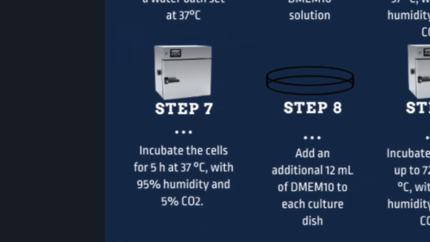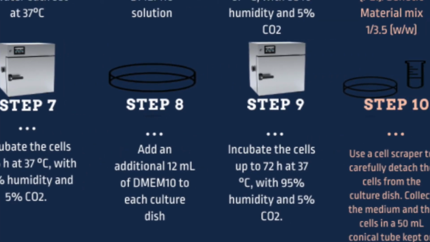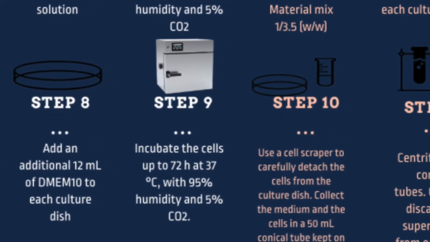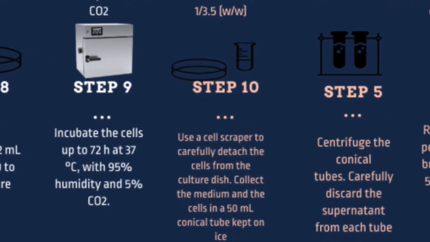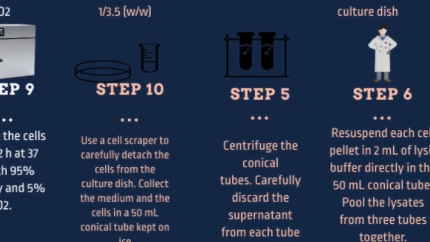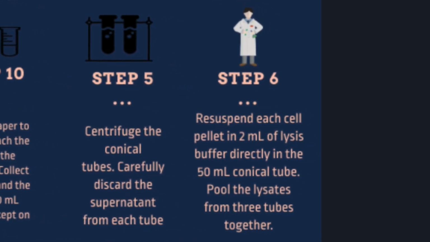We add an additional 12 milliliters of DMEM10 solution to each culture dish, and we incubate the cells up to 72 hours at 37 degrees with the same conditions, and we use a cell scraper to carefully detach the cells from the culture dish. We collect the medium and the cells in a 50 milliliter conical tube and centrifuge the conical tubes. Carefully discard the supernatant from each tube and place the cell pellets back on the ice. Finally, resuspend each cell pellet in 2 milliliters of lysis buffer directly in the 50 milliliter conical tube.